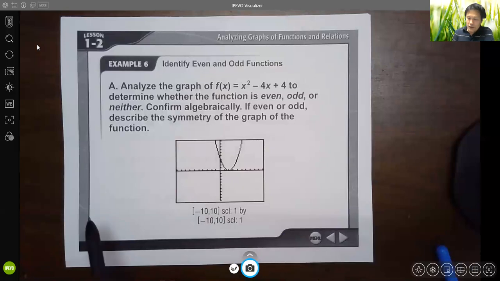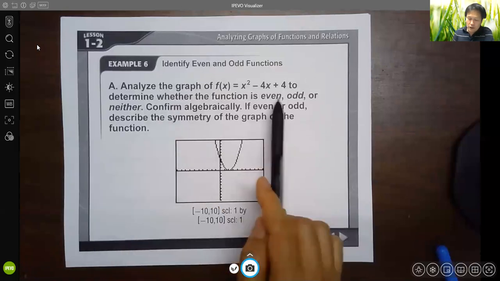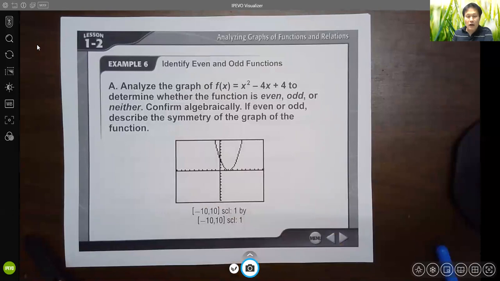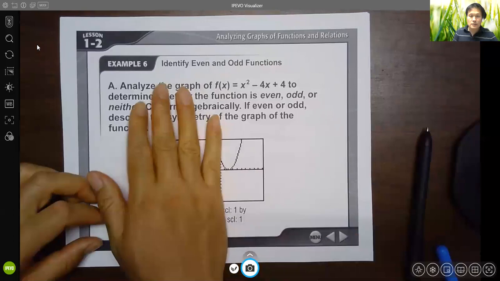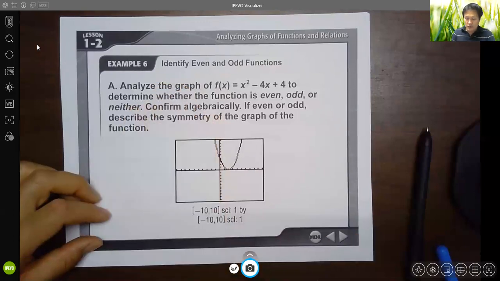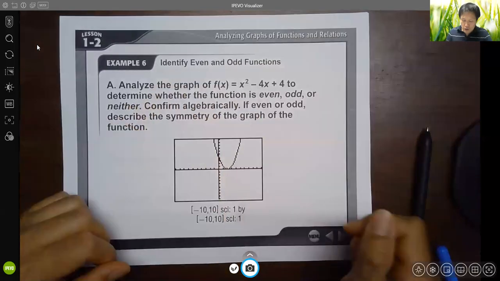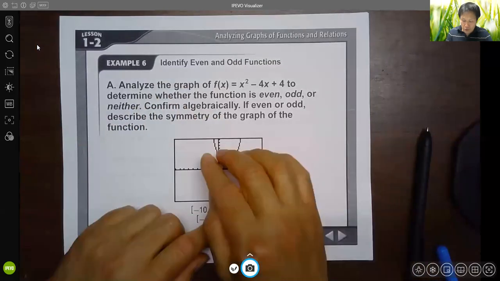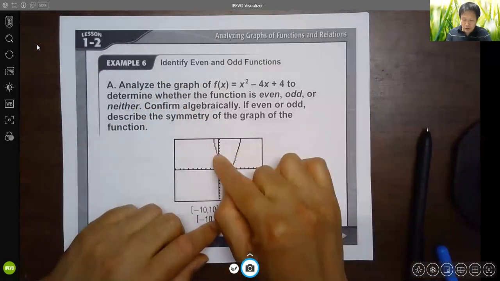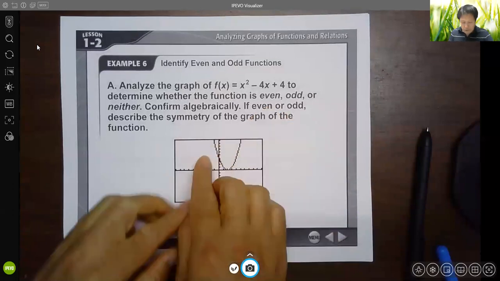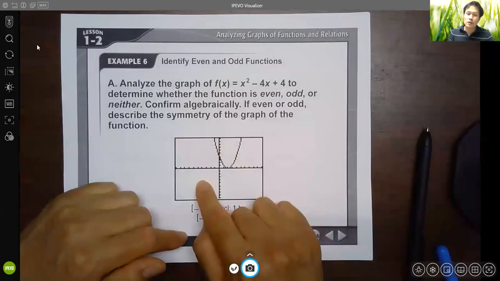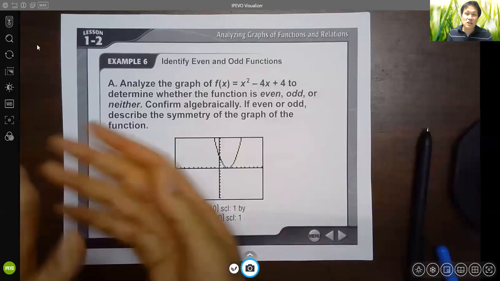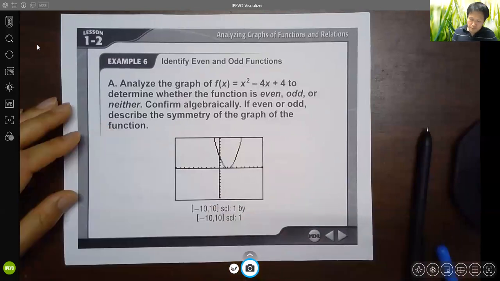So analyze a graph of the following, determine even, odd, neither. Given a graph, very simple. Is it symmetric over the y-axis? Is it symmetric over the origin? So the upper right corner, this portion, can I reflect it over an axis? Is there a matching thing? No, there's nothing. No symmetry about the origin. So this is neither. The answer should be neither.